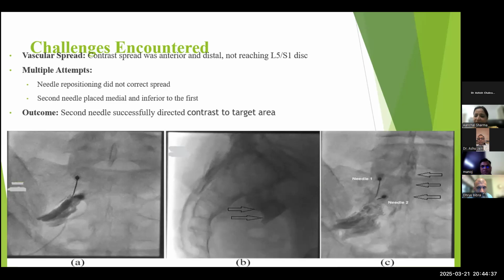But it is something the beginners should definitely be aware of, because anybody who has done an S1 root block would have definitely seen the dye go ventrally. And they should know why it is going ventrally. If your depth is too much on lateral, it will go ventrally only. So the newcomer should know why the dye is going ventrally.